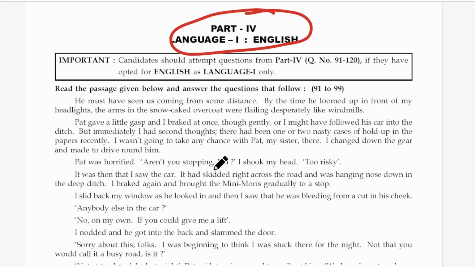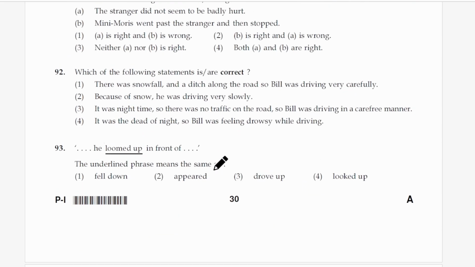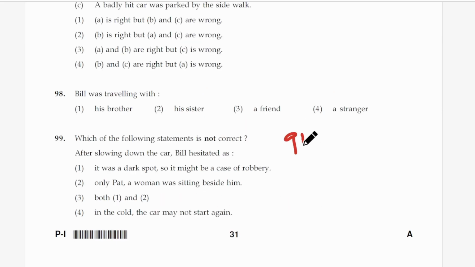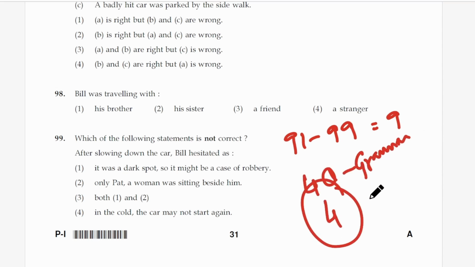This is English. This is a passage which comes up, and starting from here, here's question number 93. This underlined phrase means... so this is grammar based, you can say. Here's another, meaning of 'gradually'. So this is grammar. Here is grammar, you're asking whether it's a pronoun, preposition, conjunction. So you have questions from 91 to 99, which is 9 questions, and 4 questions are grammar based. So that's 4 questions from passage 1.